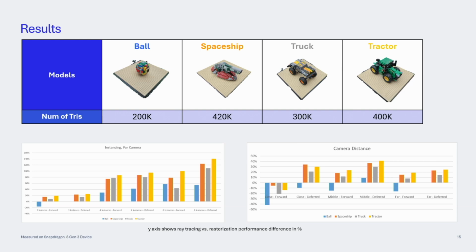And then on the right side, what I have here is we moved the camera in the scene, right? So we had a camera really close to the object, somewhere in the middle, and then far from the object. And again, in most of these cases, ray tracing beats rasterization by some significant percentage amount.